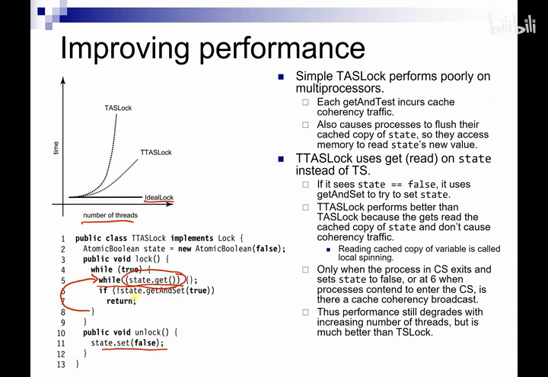And plus, once state becomes false, we're all going to compete to try to set state to be true, and that also causes a conflict and many messages to be sent on the communication substrate. So the performance is still going to degrade with the number of threads.